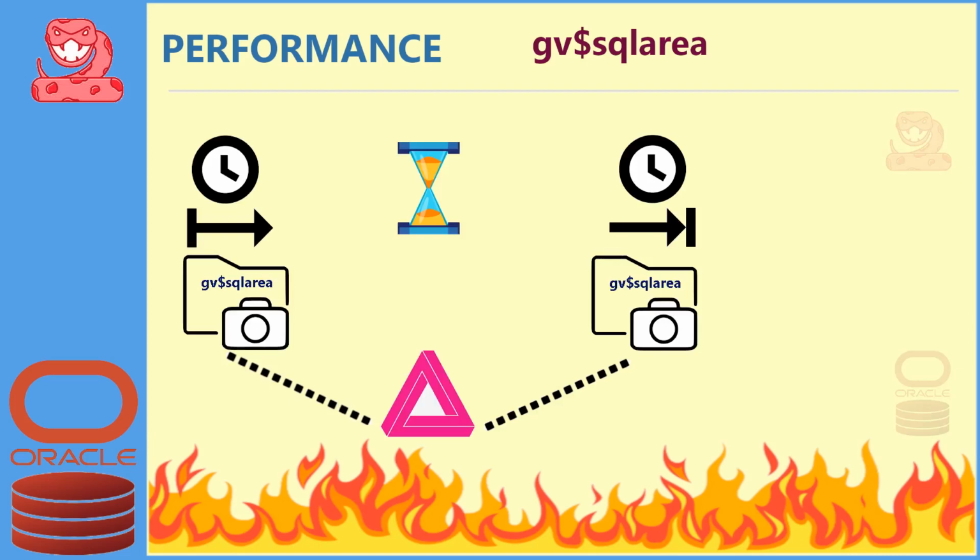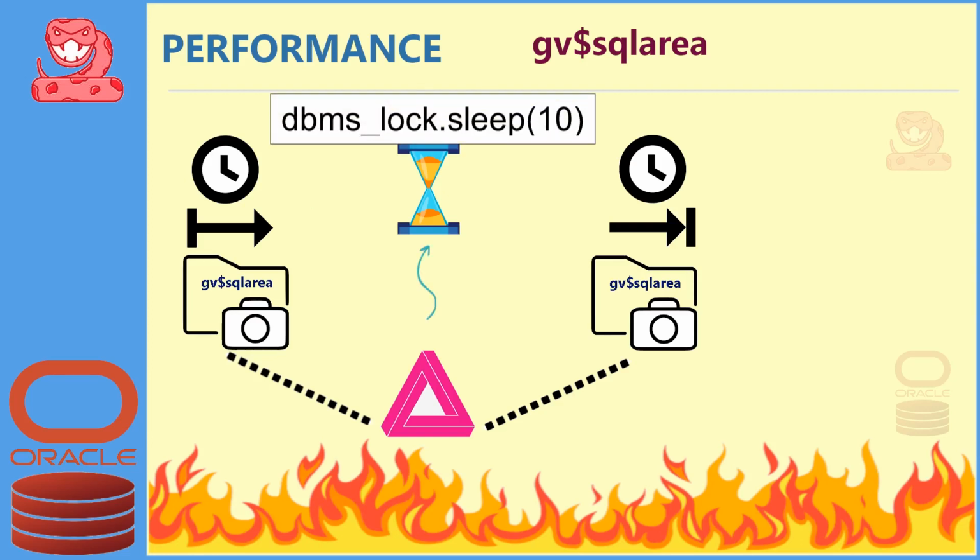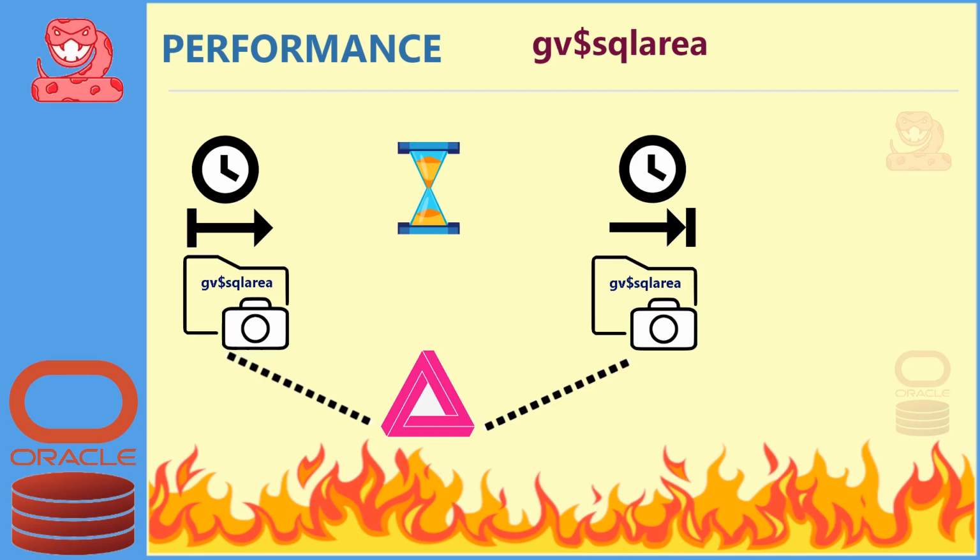We perform the analysis as follows. First, save the current state of V$SQLAREA in memory. Second, let's pause using dbms_lock.sleep, for example, for 10 seconds. Third, save the new state of V$SQLAREA in memory. And fourth, let's find the delta of the numerical values, that is, how much they changed over 10 seconds. We will do the entire analysis within one SQL query.